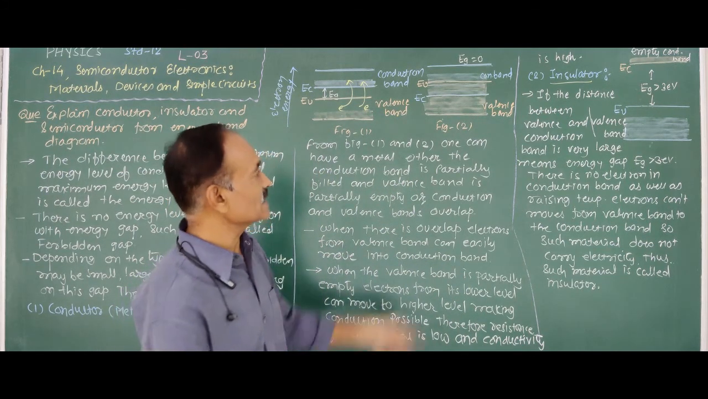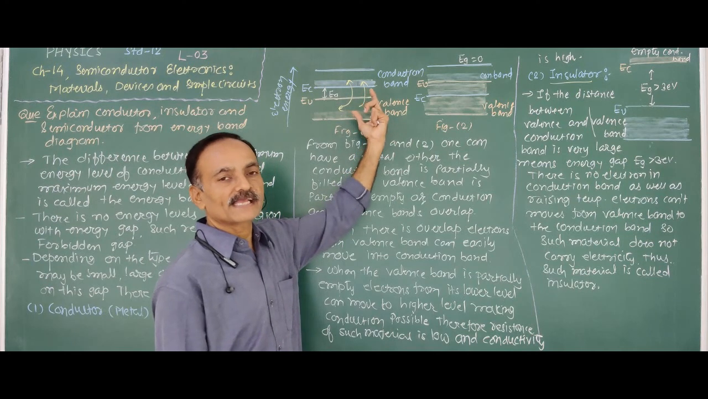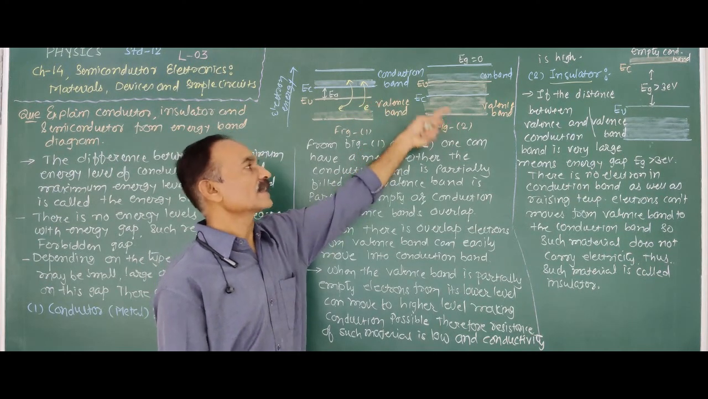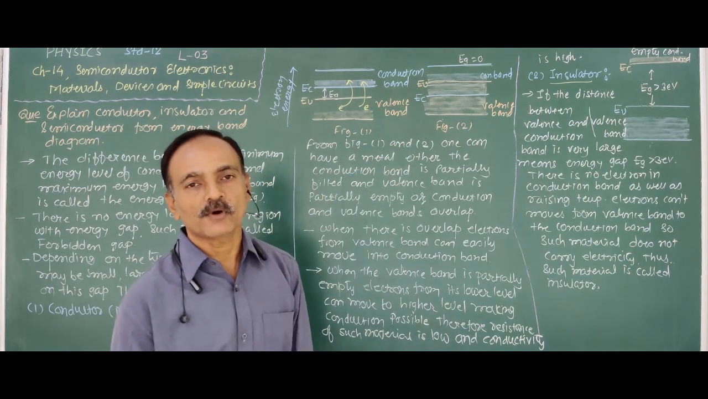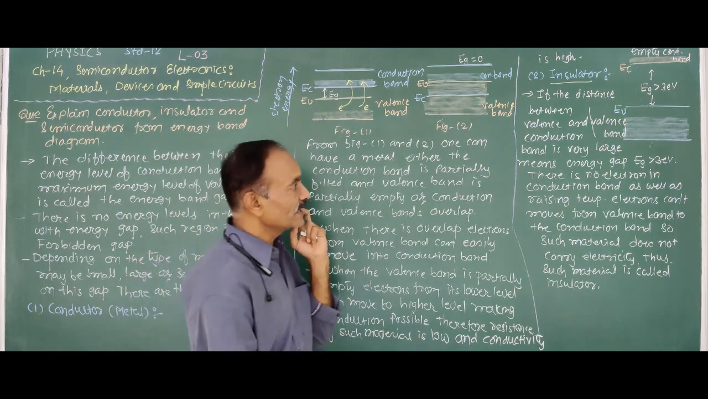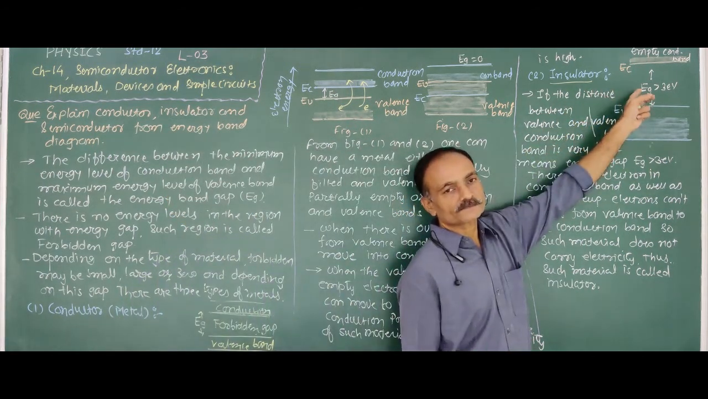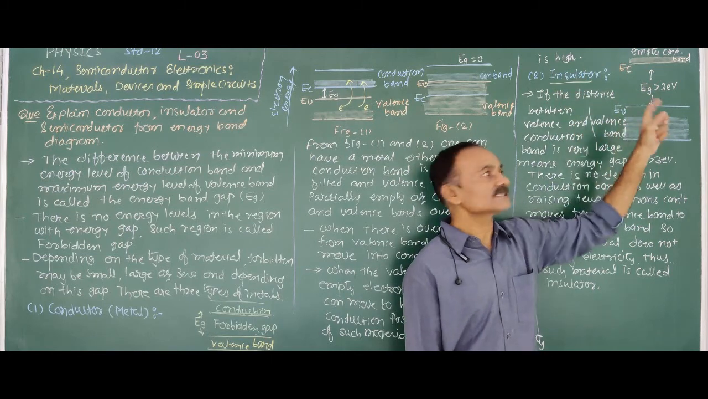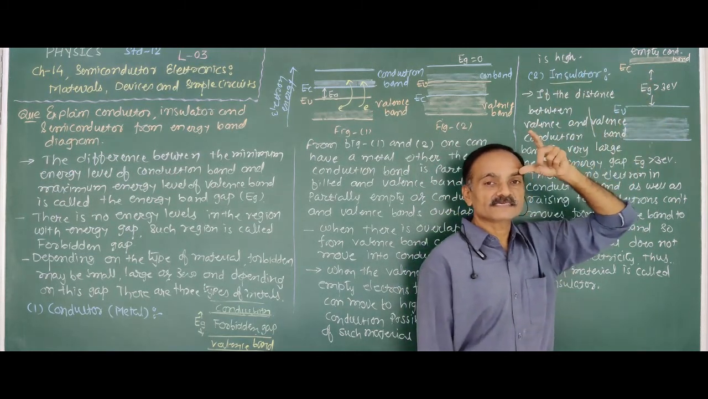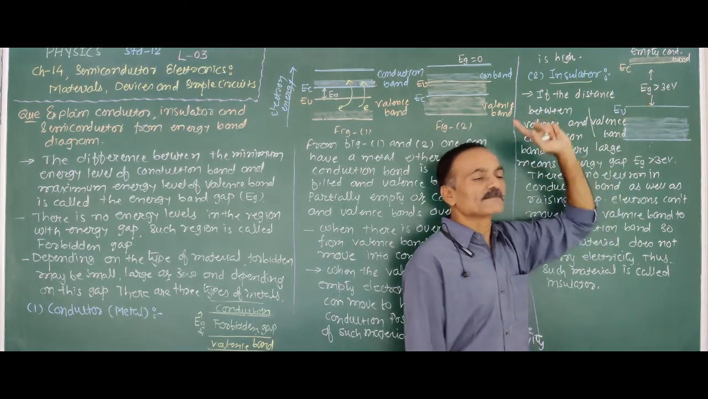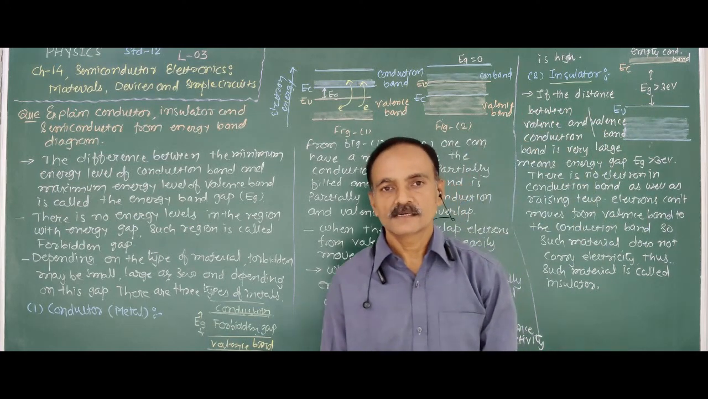So in short, in the case of a conductor, the forbidden gap is very small, or the conduction band and valence band overlap each other. While in an insulator, what happens? The distance between the valence band and conduction band is very large. The band gap energy is more than 3 electron volts.